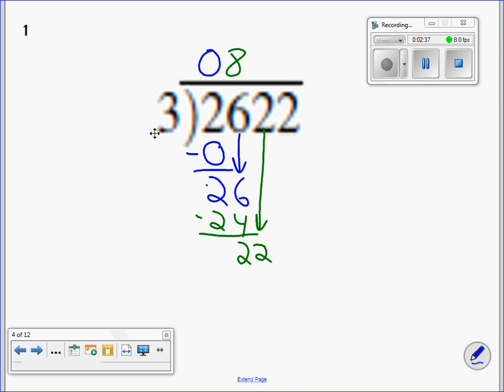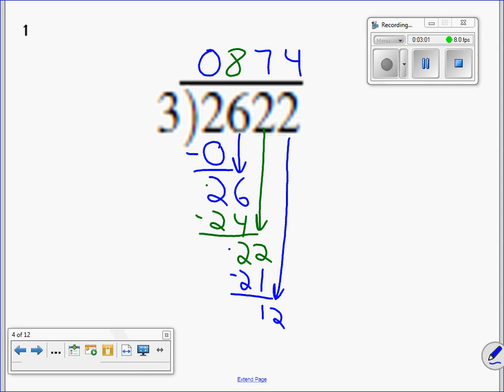How many times can 3 go into 22? Well, 3 times 8 is 24, and we know that's too big. 3 times 7 is 21. And go ahead and subtract. Bring down the 2. How many times can 3 go into 12? 3 times 4 is 12. I want to put a 4 here. So 3 times 4 is 12. I'm sorry, I didn't change colors there, kids. 0. Once we get a 0 at the end, the problem's over.